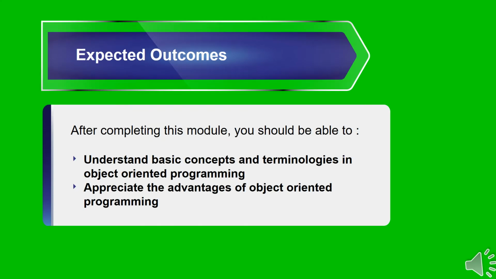Okay guys. We are in the first module of the subject, which is the introduction chapter. The expected outcomes of the first module are: to understand the basic concepts and terminologies commonly used in object-oriented programming. The second expectation is that you will appreciate the advantages of object-oriented programming.